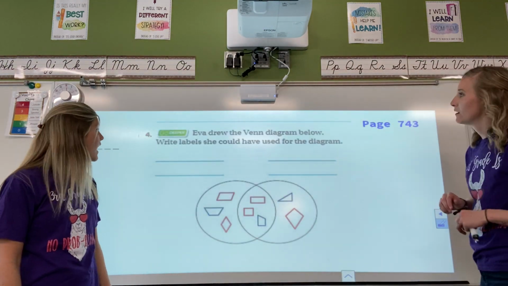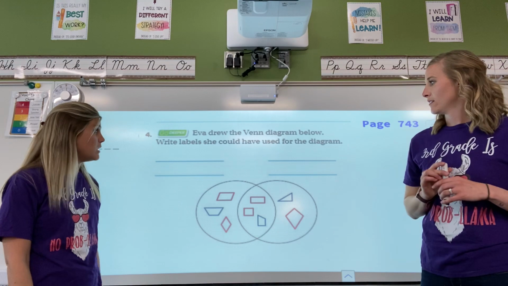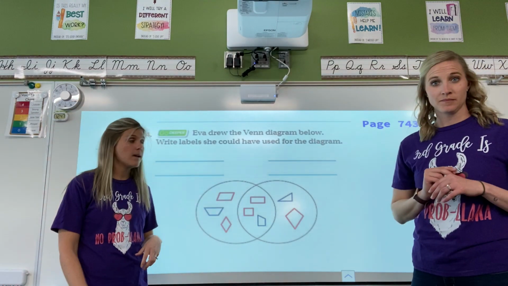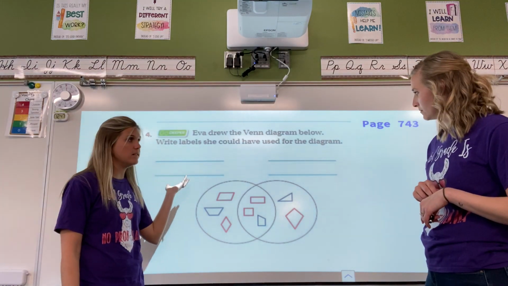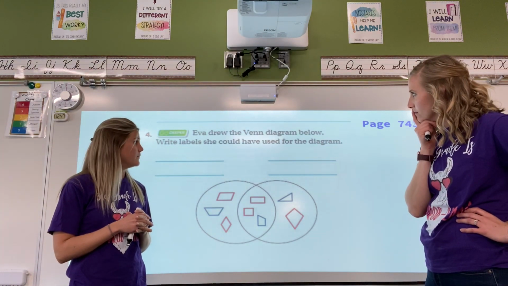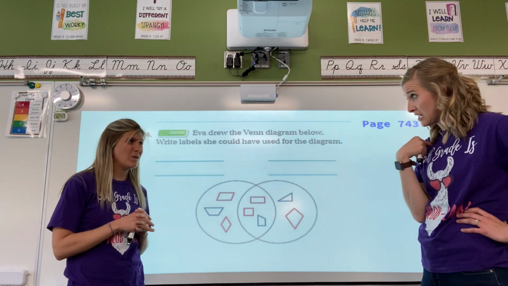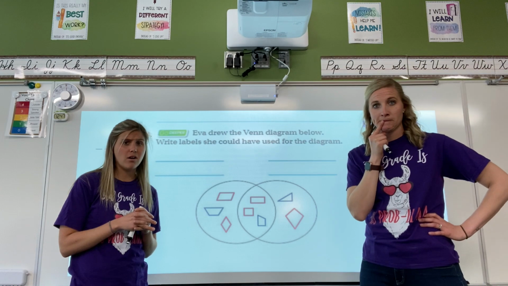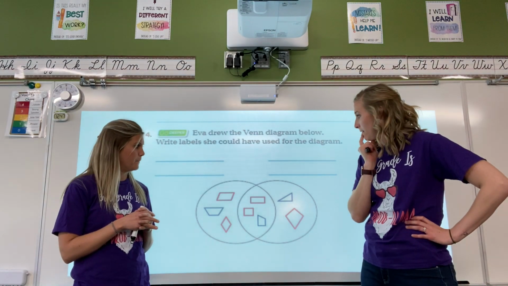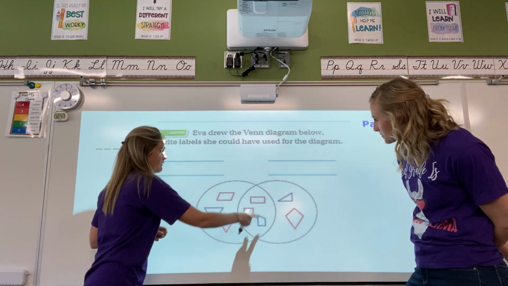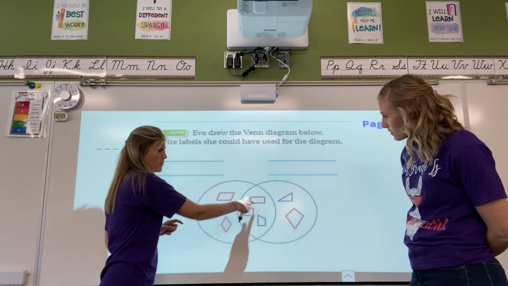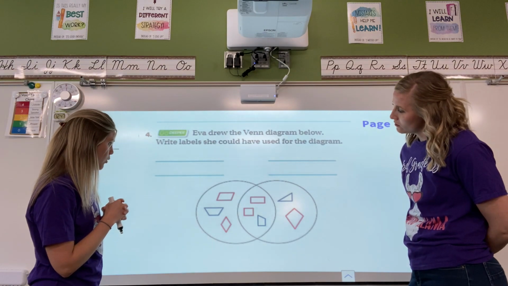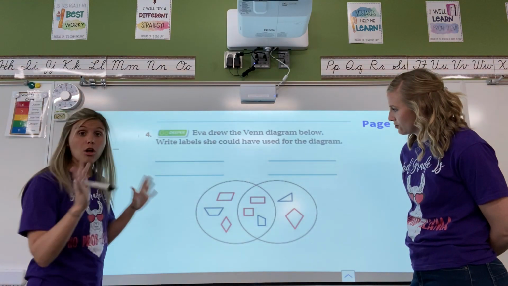All right. Now on page 743, you are going to see at number 4 a diagram that looks like this, but it's missing its titles. So we have to figure out what those titles are, how those shapes are sorted. So let's just look at this side first. Okay, so remember we have to look at the overlap. So let's see here. They all have 4 sides. So they're all quadrilaterals.